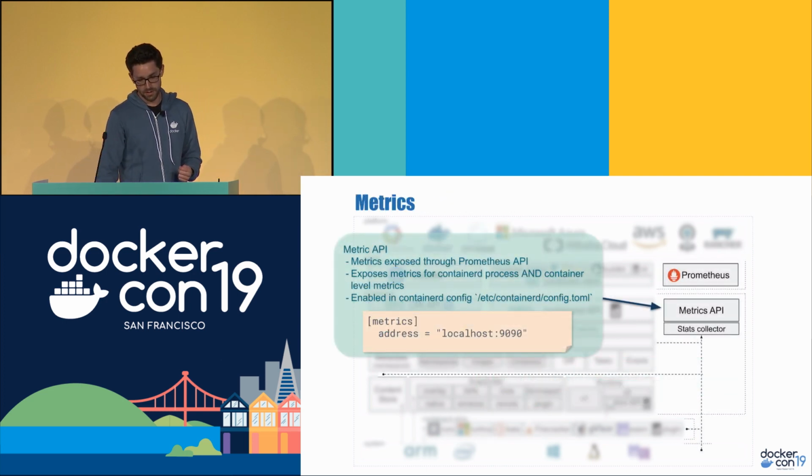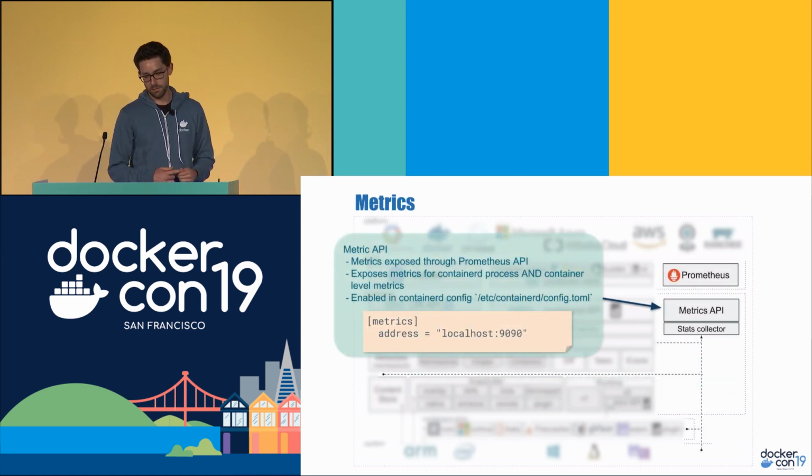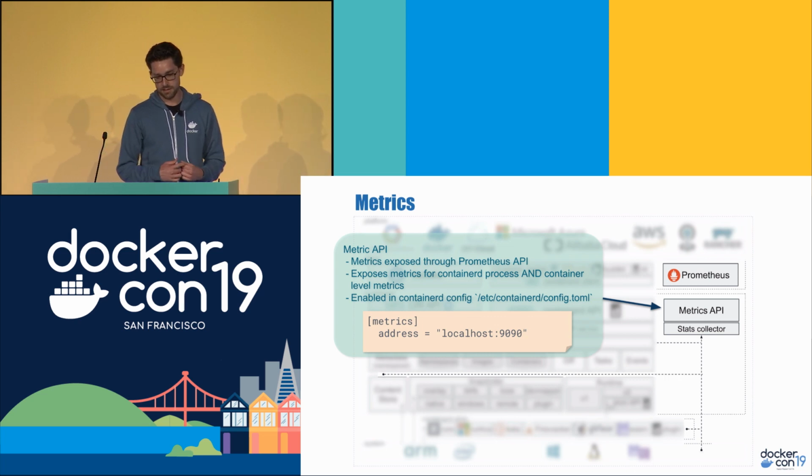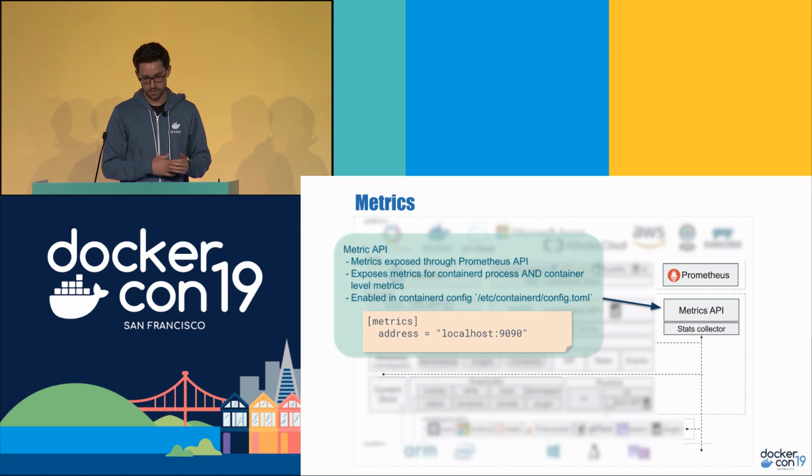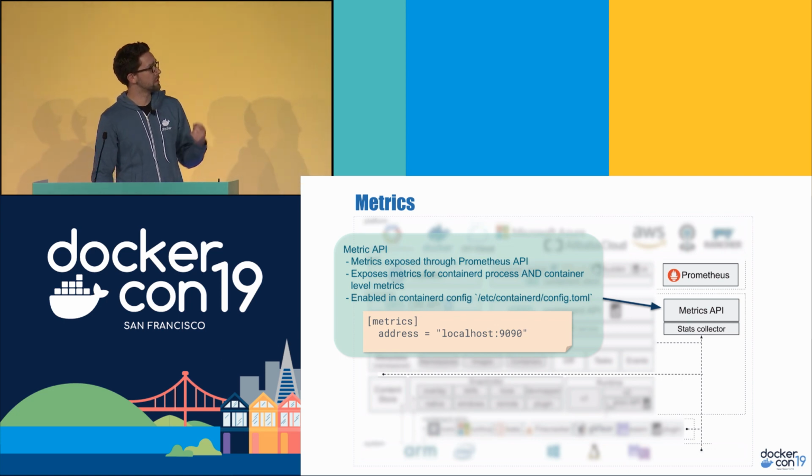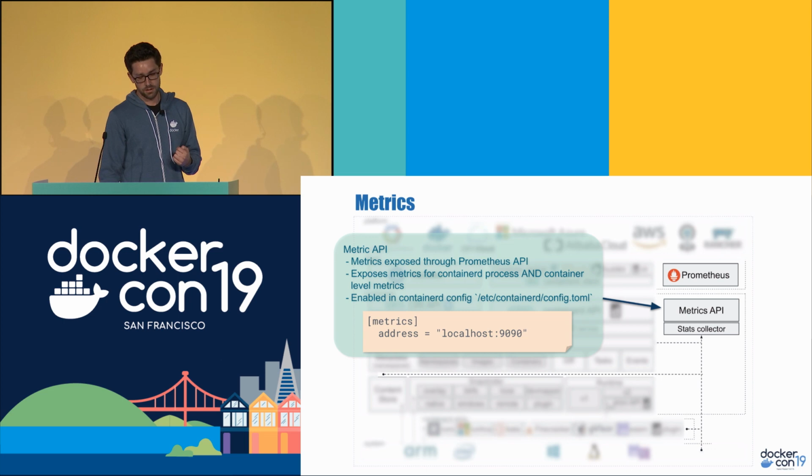We also have Prometheus metrics. So we have a metrics API that will collect stats on a per container basis, as well as across the whole containerd process. You can expose it through our containerd config. You just specify the address you want the Prometheus metrics API to listen on and connect Prometheus there.